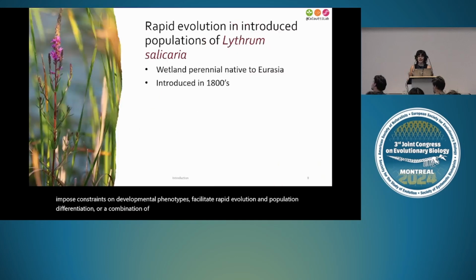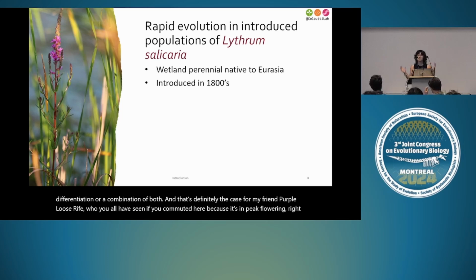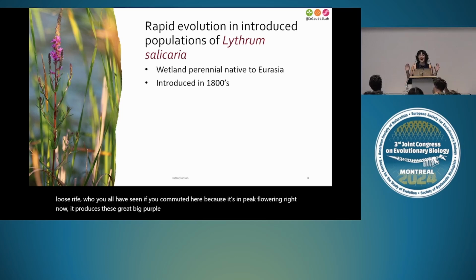And that's definitely the case for my friend purple loosestrife, who you all have seen if you commuted here, because it's in peak flowering right now. It produces these great big purple inflorescences, and it's all over roadside ditches right now. So if you've been out for a drive on the highway, you have seen this plant. And if you're from Europe, you've seen this plant because it's native there.